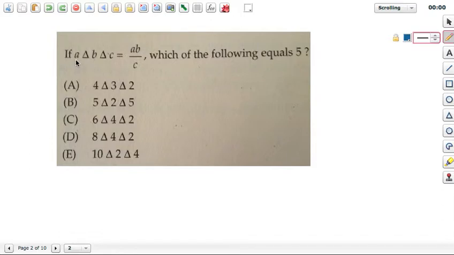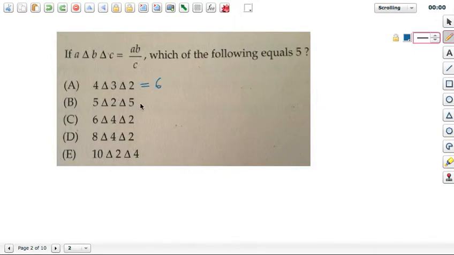Okay, the question is saying A, triangle, which is a symbol, B, followed by another symbol, C. And when you see that, you take the first two numbers and multiply them together and divide by the third number. Which of the following will equal 5? So let's go ahead and test this. 4 times 3 is 12, divided by 2 is 6.